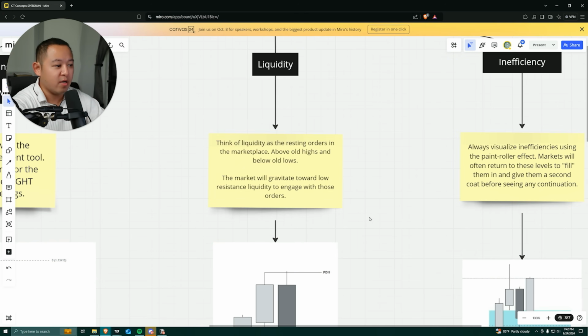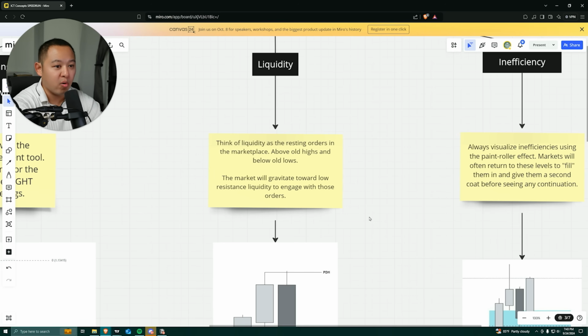Liquidity, all right, think of liquidity as the resting orders in the marketplace. So above old highs and below old lows are our major pools of liquidity. That is in the form of previous yearly highs and lows, previous monthly highs and lows, previous weekly highs and lows, and previous daily highs and lows. All right, you can even get more granular and think about Asian session highs and lows. But the market will gravitate towards low resistance liquidity to engage with those orders.